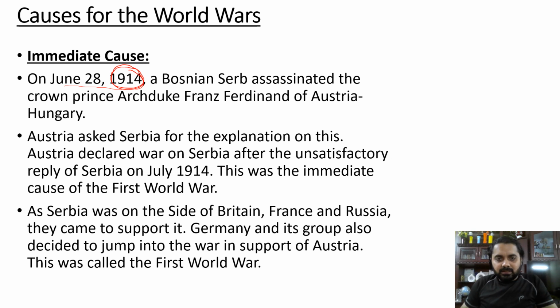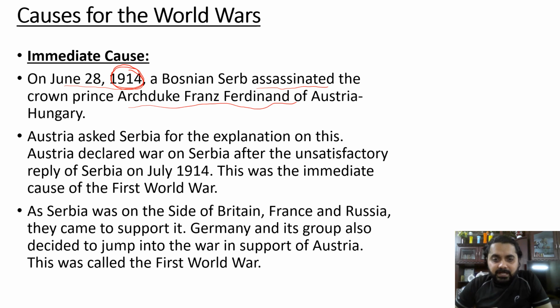assassinated, meaning killing by a gunshot is called assassination. So a citizen from Bosnia assassinates the Austrian Hungarian crown prince. His name is Archduke Franz Ferdinand. So a Bosnian Serb kills the Austrian Crown Prince Archduke Franz Ferdinand. Agitated by this, Austria asks Serbia for an explanation on this.